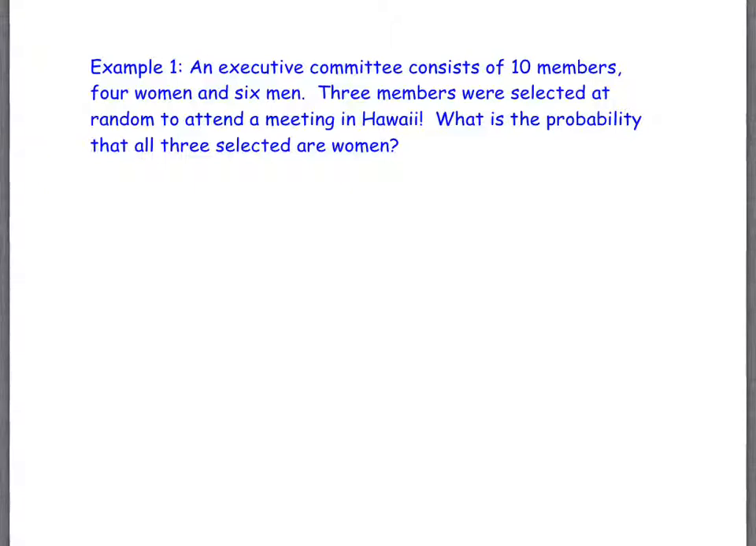Here's a good one. This one says, an executive committee consists of 10 members, 4 women, 6 men. 3 of them are going to go to Hawaii. And what we're going to try and find out is the probability that all 3 of the people going are women. Okay, is everybody with me? So if you imagine the picture here, you've got 10 people, and maybe a better picture would be they've got their names randomly in a hat. And so the executive of the company reaches in, and he draws one name out of the hat. Okay, can you picture that?